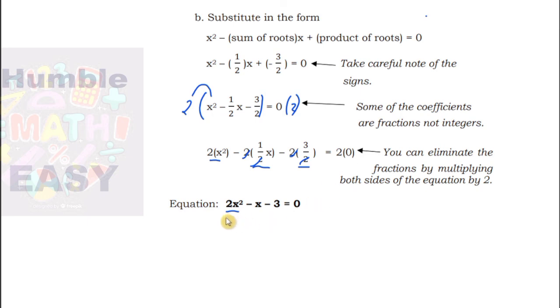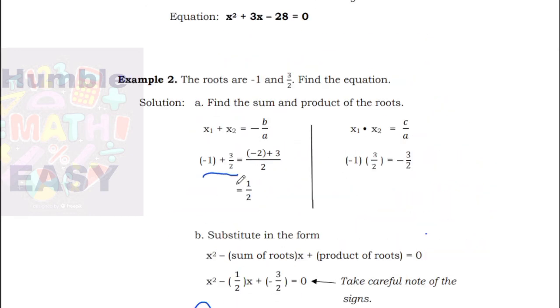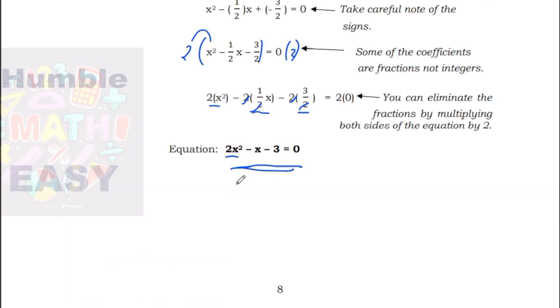So we now have the equation 2x squared minus x minus 3 is equal to 0 as the result if we have the two roots given, negative 1 and 3 halves. So that's it.